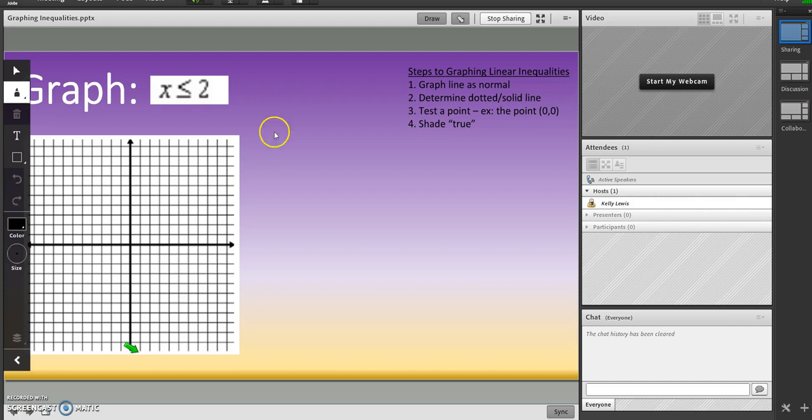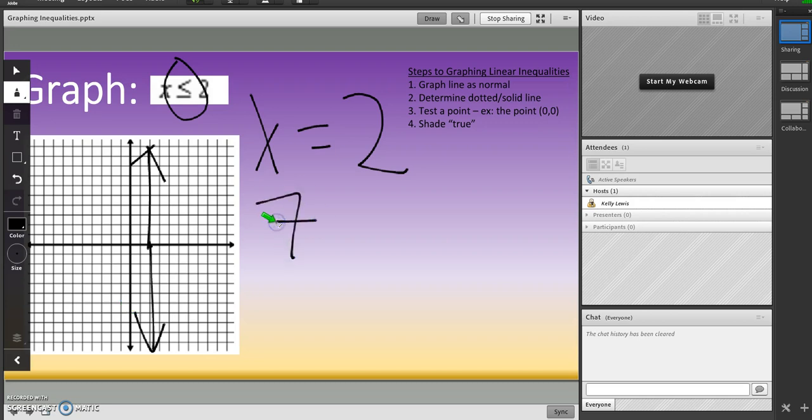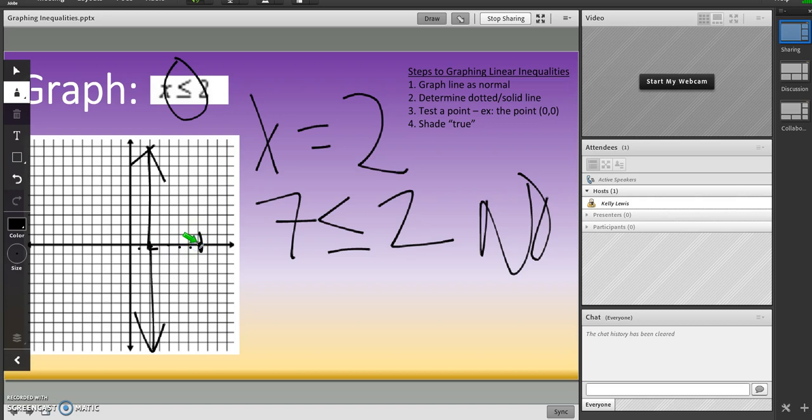All right, x equals 2. It's a solid line because it's equal to, so here we are. And then let's pick any number for x. I don't know, 7. So is 7 less than or equal to 2? No. 7 is right here. 7's not less than or equal to 2, so we're going to shade over here. So it's a vertical line.